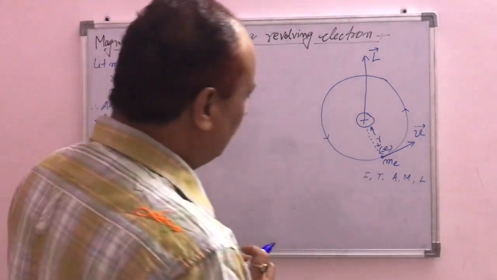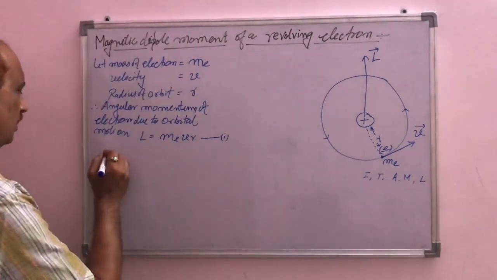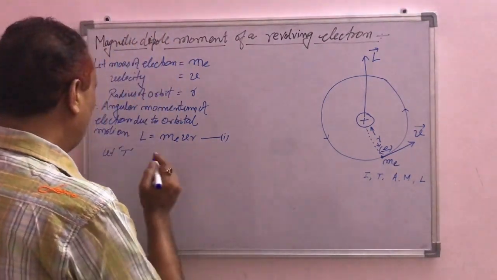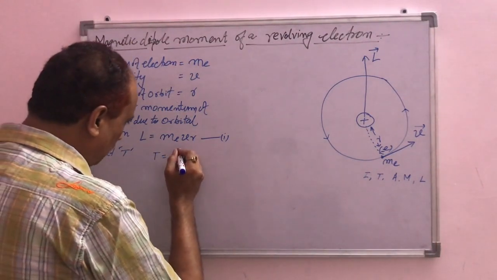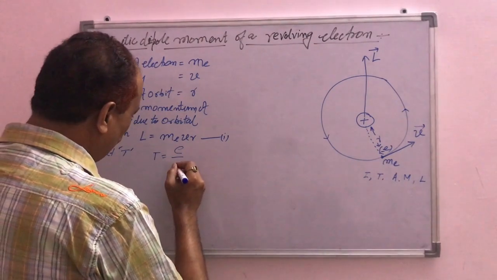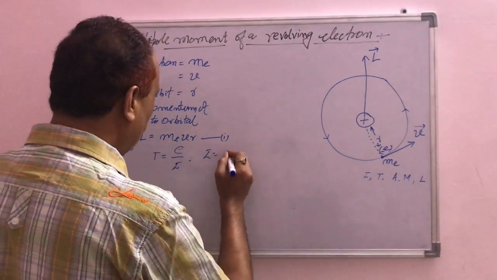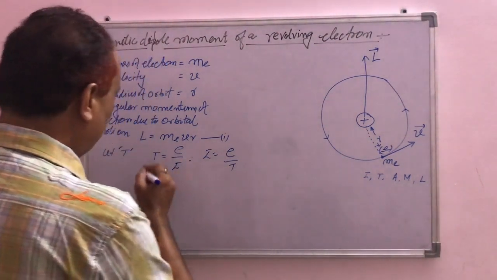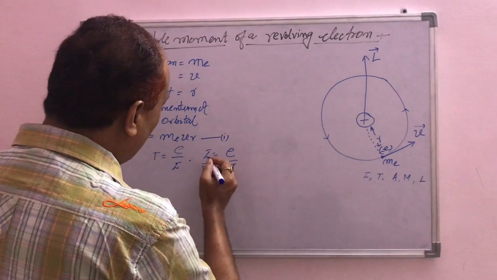Now what will be the time taken to complete one revolution? Let T be the time taken to complete one revolution, that is called the time period of the electron. The current will be I equal to e upon T, just like I is equal to Q upon T. So from that formula we can find the current using the time period. So I equal to e upon T.